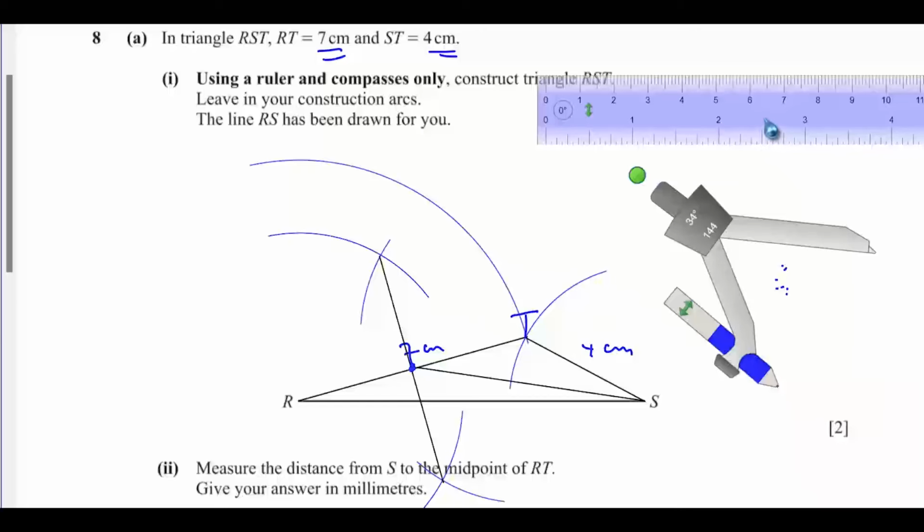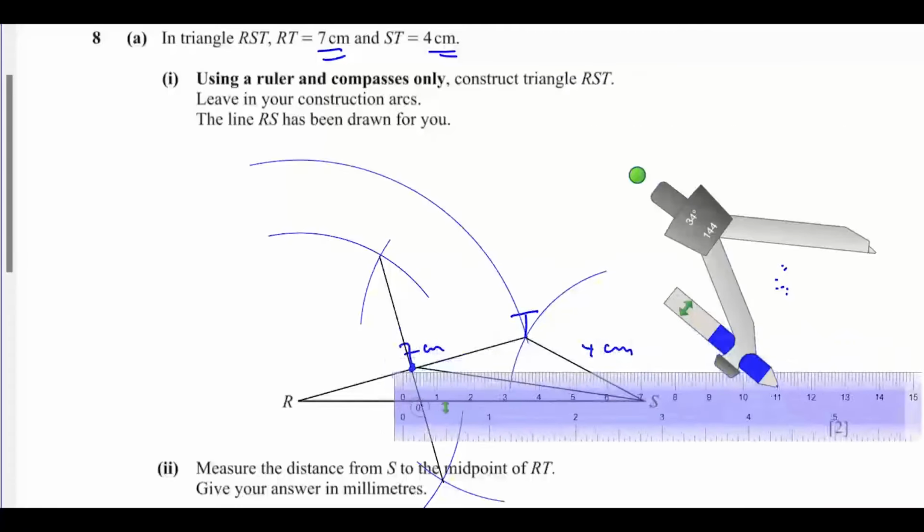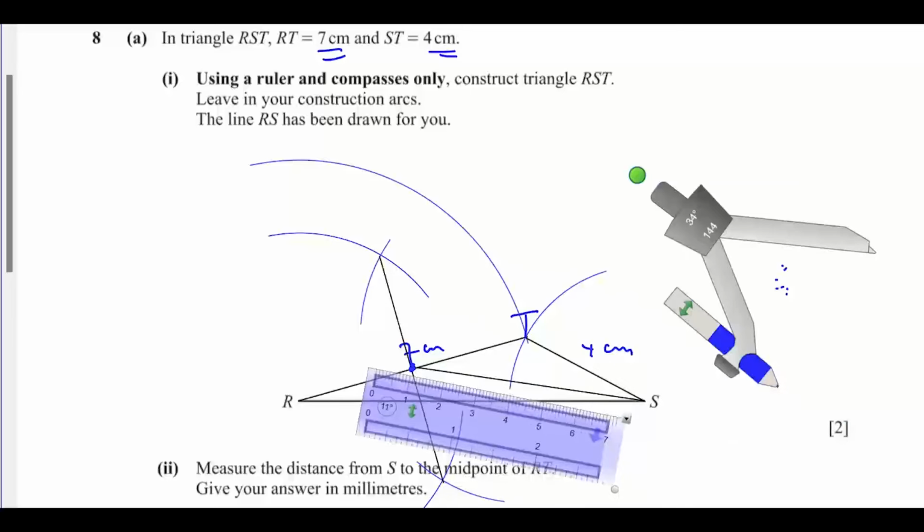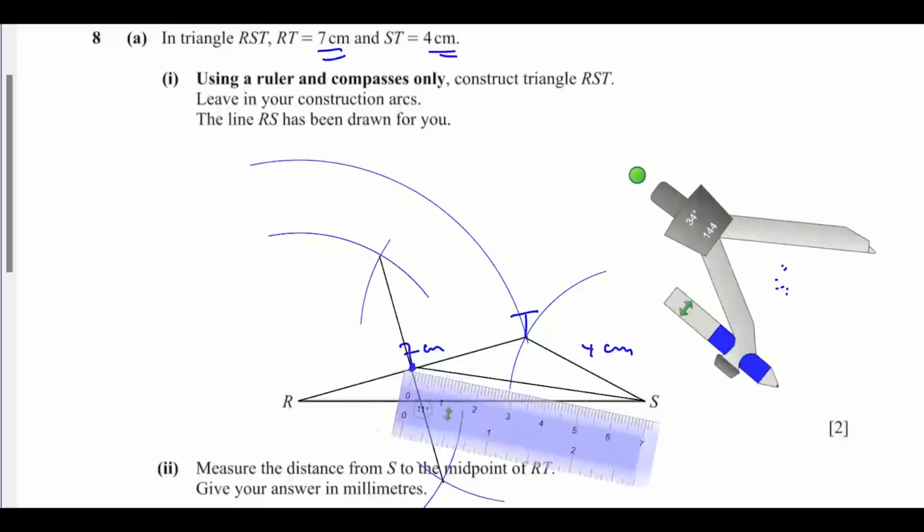So let's place the ruler. So it will be this, and we can adjust this a little bit. Let's reduce this a little bit. So then we can rotate this. So we can put this now. So this will be 0. Okay, and let's shift this up a little bit. Okay. So the distance will be about 6.8 centimeters.